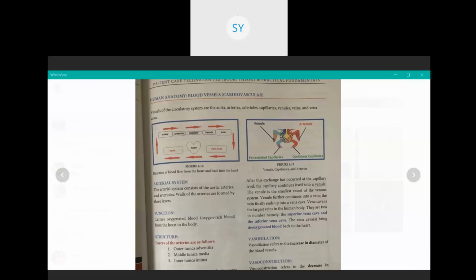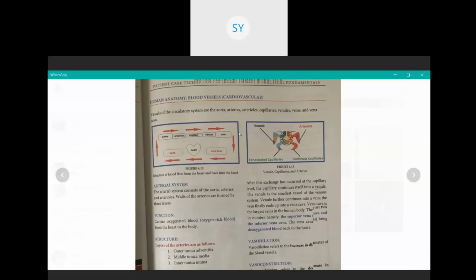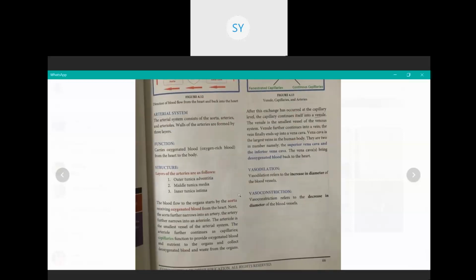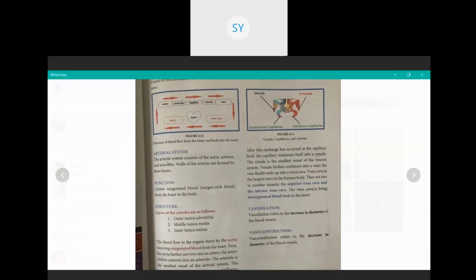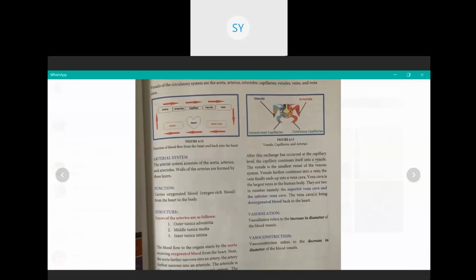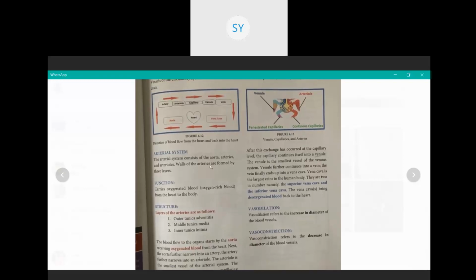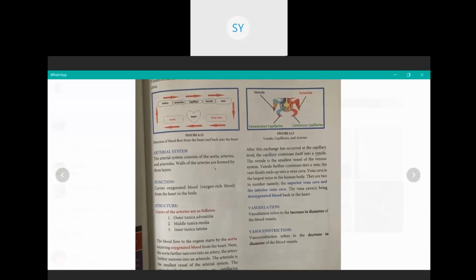This is how you can see. Now see here, we're going to talk about the arterial system, and I told you there are two types of vessels in our body, artery and vein. Artery carries the oxygenated, vein carries the deoxygenated. Now we're going to talk about the arterial system. So the arterial system consists of the aorta, arteries, and arterioles. The wall of the artery is formed by three layers, right?